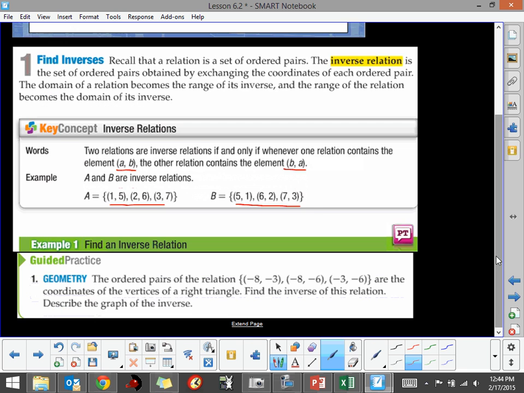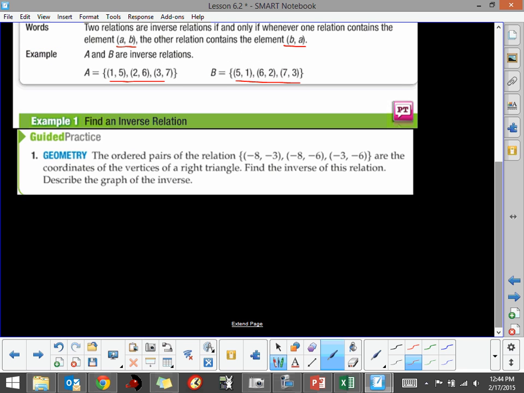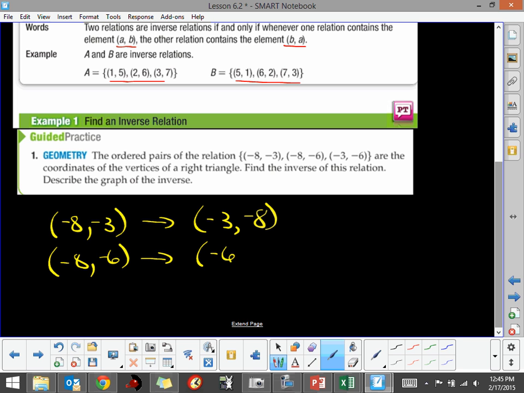So, in our first example here, this geometry, it says the ordered pairs of the relation are the coordinates of the vertices of a right triangle. Find the inverse of this relation and describe the graph of its inverse. So if you watch the intro to this lesson, it should be fairly easy because the ordered pair -8, -3 will become the ordered pair -3, -8 for the inverse. The original ordered pair -8, -6 will become the ordered pair -6, -8.